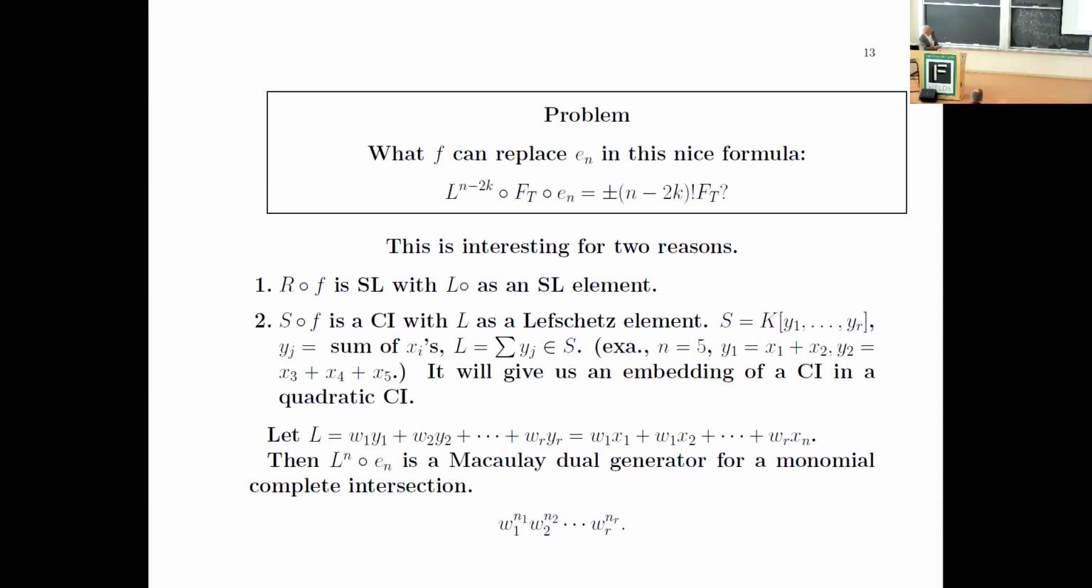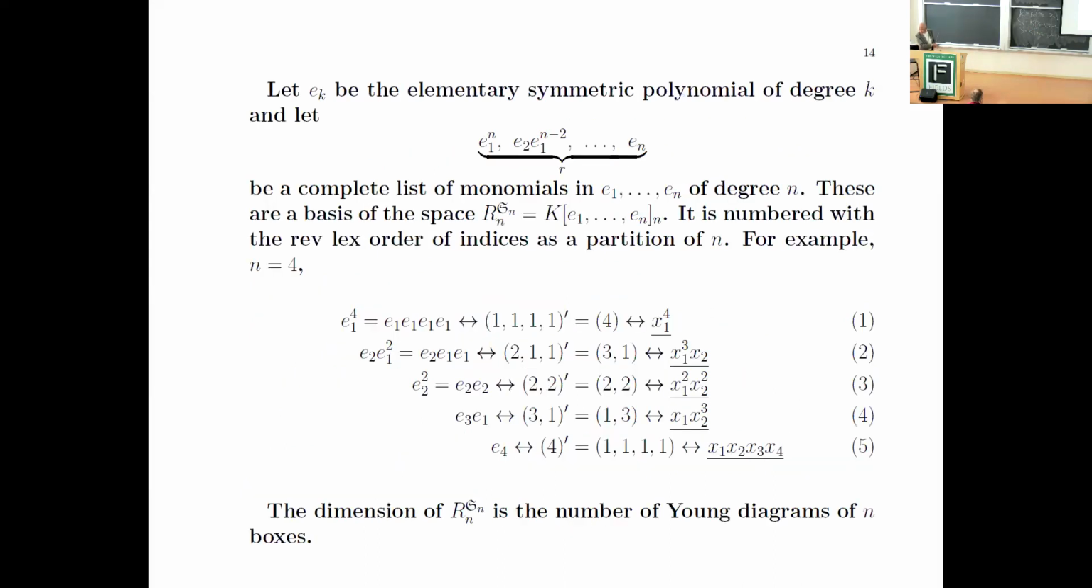This is page 13, next one, page 14. Not only E1 and En are important, every Ek is important. Ek means the elementary symmetric polynomial of degree k. And let these be a complete list of monomials in E1 to En of degree n. These are a basis for this space.